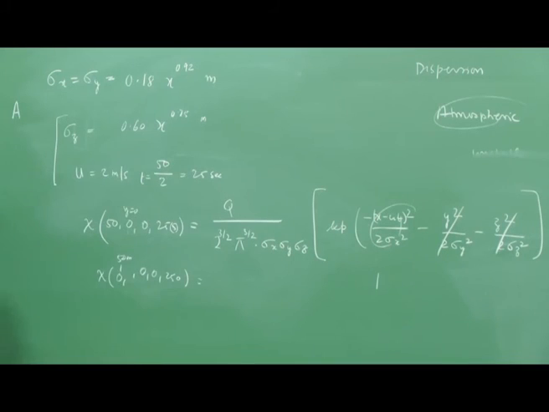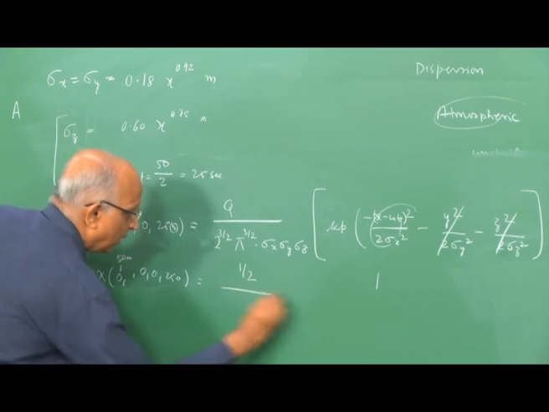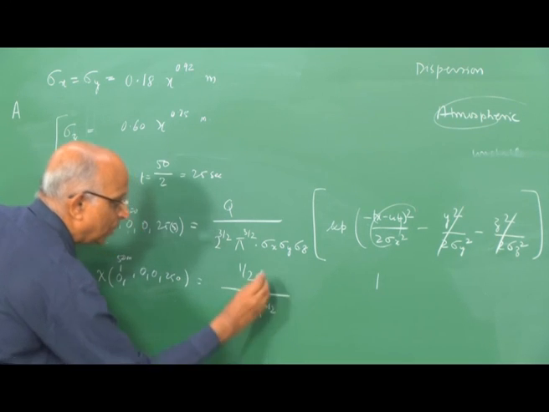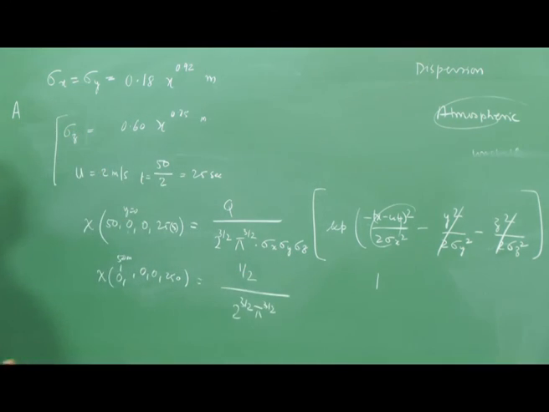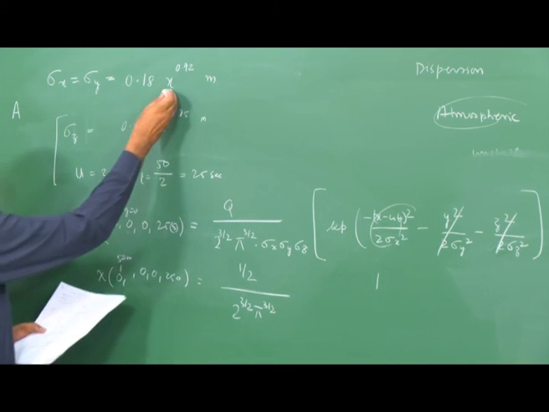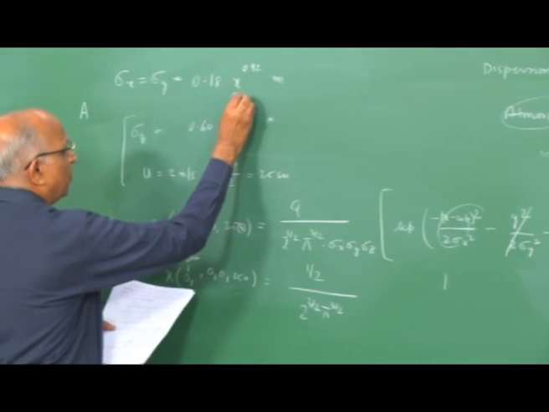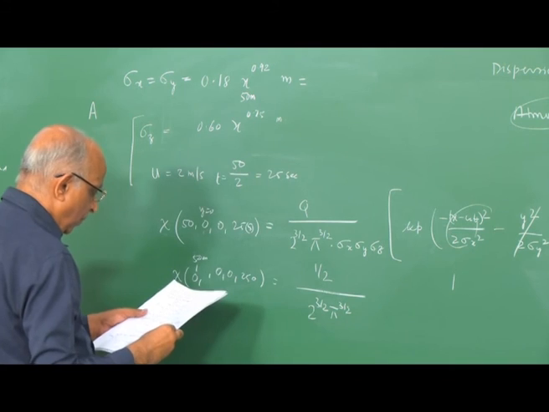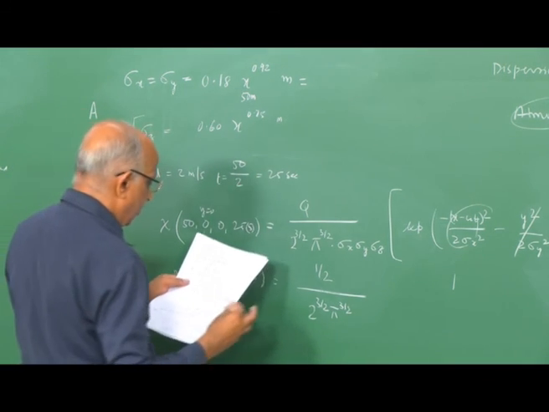Essentially, this corresponds to 50 meters into 0 at 25 seconds, and is therefore equal to the steady release. I said half kg is released divided by 2 to the power 3 by 2 into pi to the power 3 by 2 sigma x, sigma y, sigma z. When I look at the expression for sigma x, sigma y at x is equal to 50, I substitute here over here 50 meters. This expression comes out to be equal to 6.58 meters.